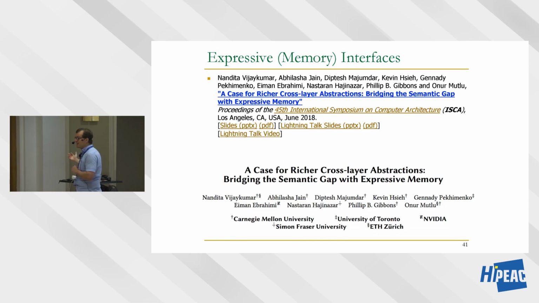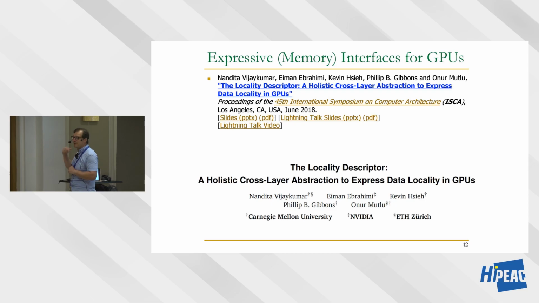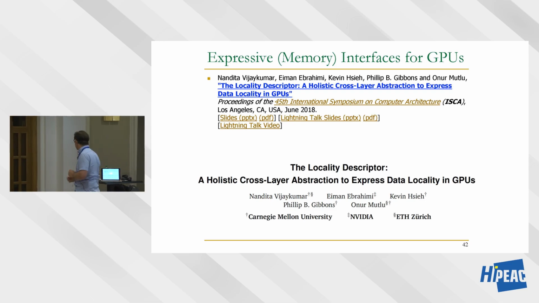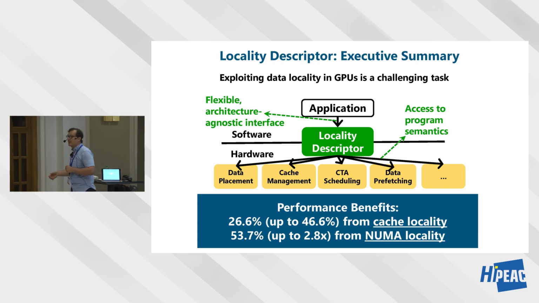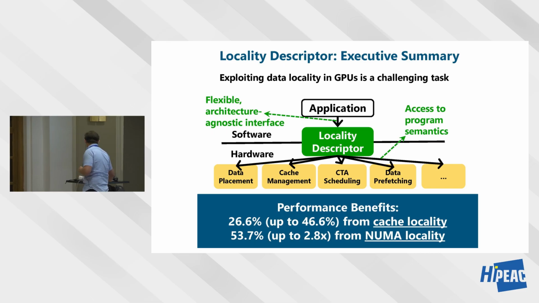So this is the idea over here. In the same conference, we published another paper together with NVIDIA. We worked on a particular example of this idea on NVIDIA GPUs, and we called it Locality Descriptor. It turns out exploiting data locality in a GPU is a very challenging task. You have a lot of different hardware mechanisms like placing data, managing the caches, managing the cooperative thread arrays, doing data prefetching, etc. And the application doesn't communicate a lot in a GPU.